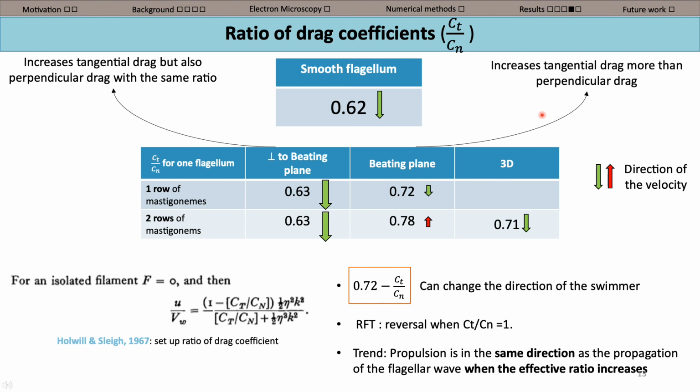So we notice that for a number between 0.72 and 0.78, we would have the change of direction of our swimmer. However, based on our results, the ratio is not equal to 1, as would be predicted, but it shows a trend. So it shows that the propulsion is in the same direction as the propagation of the flagellar wave when the effective ratio of the drag coefficients increases.